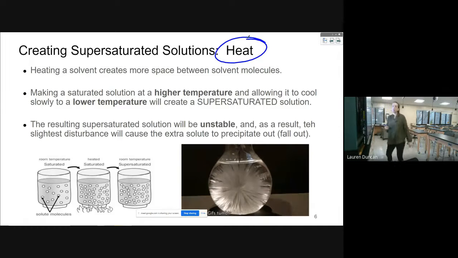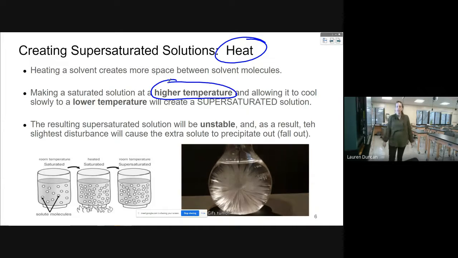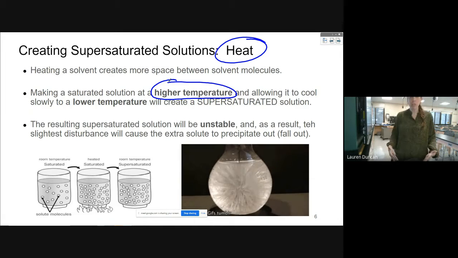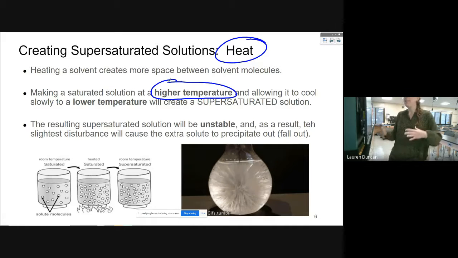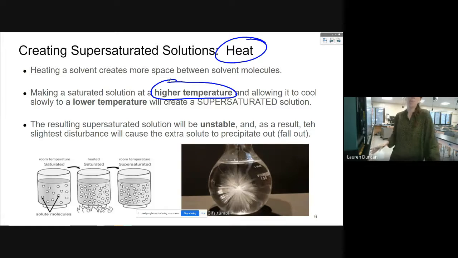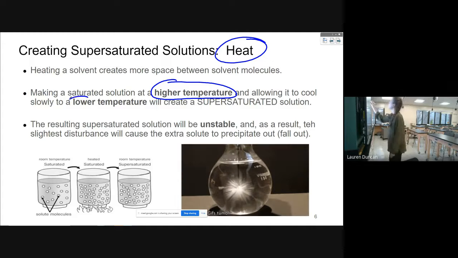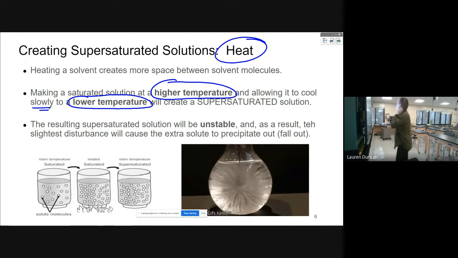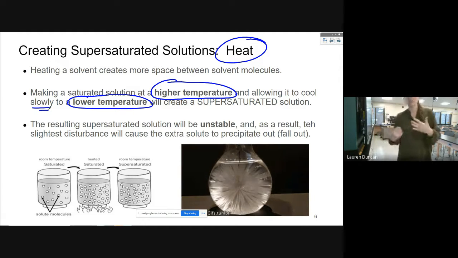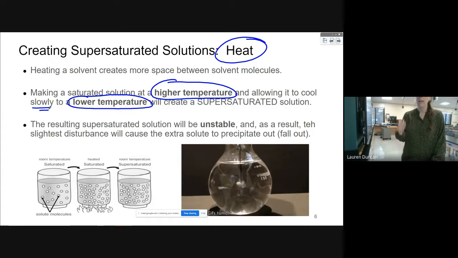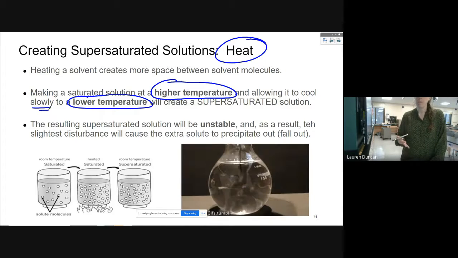So basically what you can do is make a saturated solution at a higher temperature. So like heat up your solvent to a higher temperature, like boil some water and dissolve as much salt as you can in that boiling water, saturate it. And then allow the solution to slowly cool to a lower temperature. And if you allow the solution to slowly cool to a lower temperature and you don't disturb it, what you will do is create a supersaturated solution.